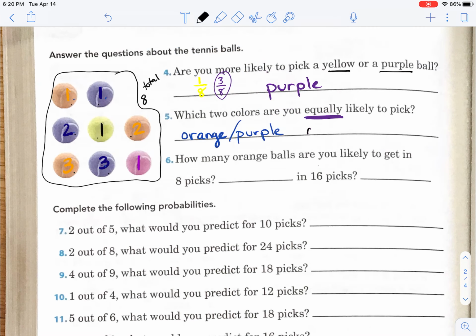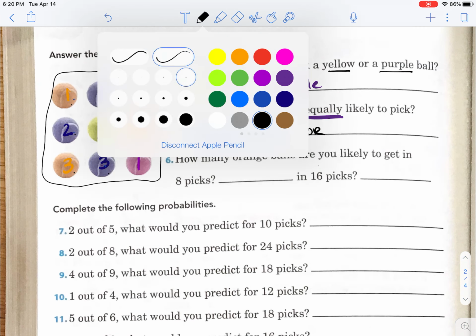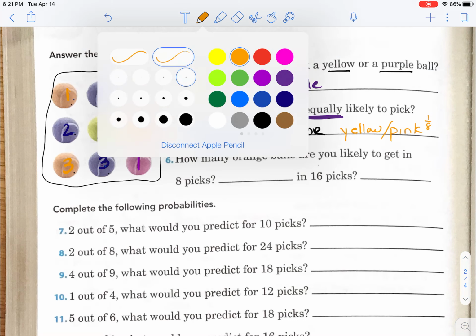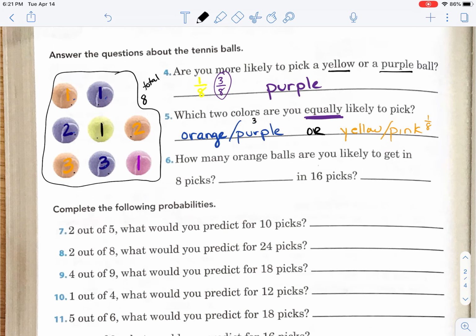Or yellow and pink. Because those are both what? 1/8. 1 out of 8 is a chance. And the orange and purple are what? 3 out of 8. Do you see that? So it's either this set or this set.